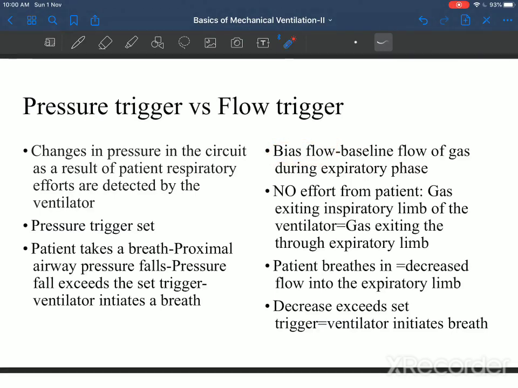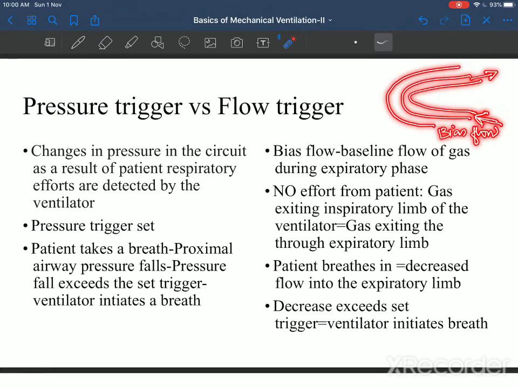Bias flow is flow that happens throughout the phase of respiration, even during the expiratory phase. So during expiration, some amount of flow is happening, which is called bias flow. From the inspiratory limb, it goes on to the expiratory limb of the ventilator. And if the same flow that happens during the inspiratory phase, or in the inspiratory limb, I am sorry.